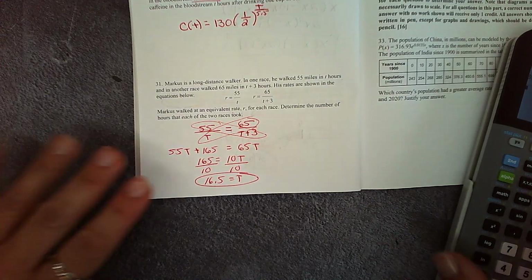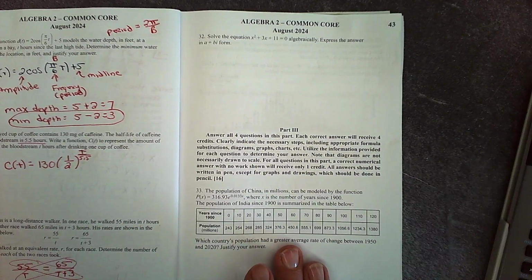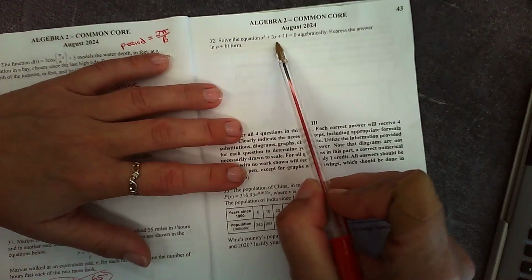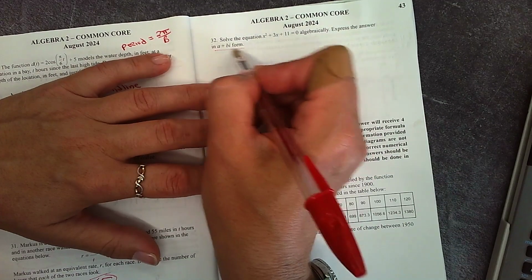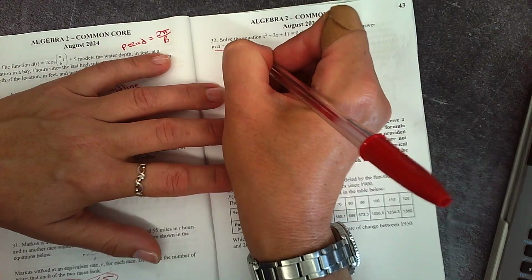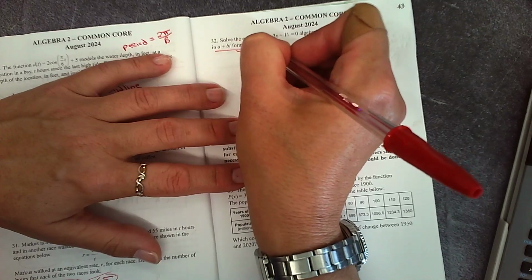They're not meant to trick you, okay? Let's look at our last 2-pointer here. Solve this equation algebraically. Express your answer in a plus bi form. Again, I've mentioned this before. This means the quadratic formula.